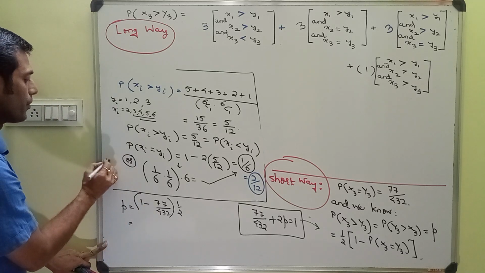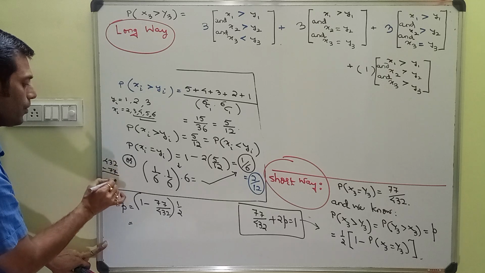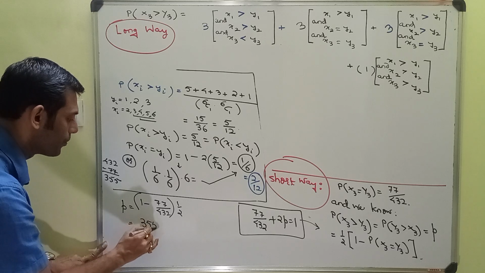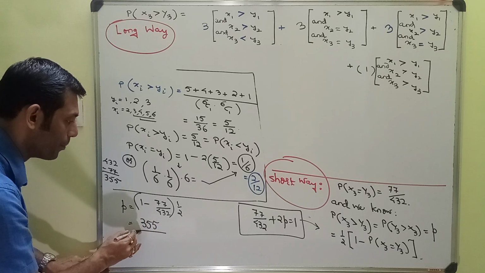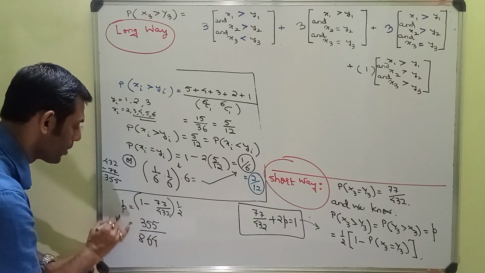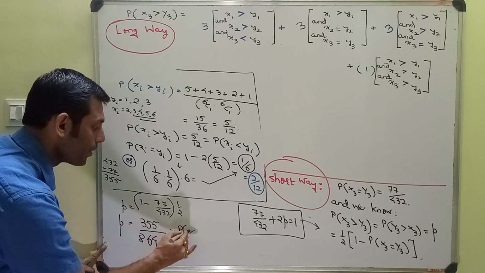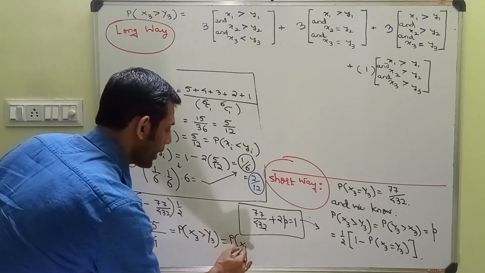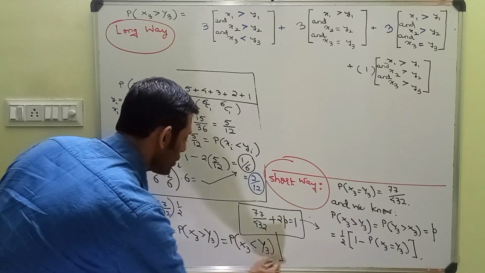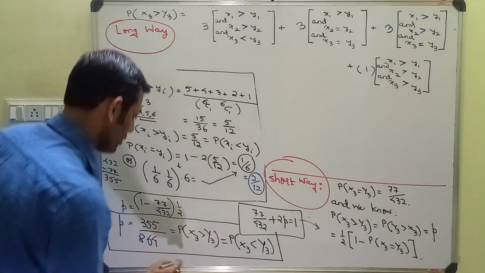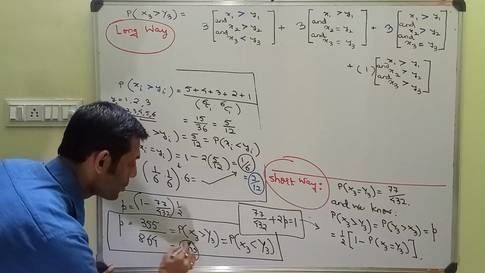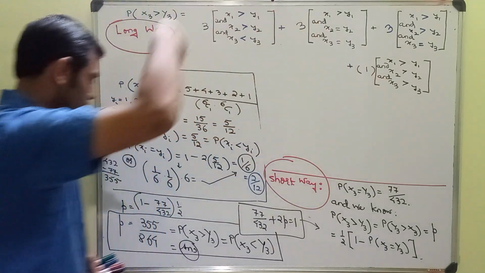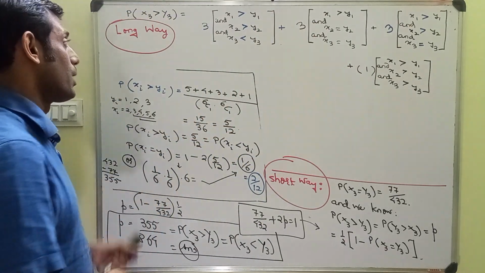432 minus 77 is 355. 355 by 864. This would be the probability of x3 greater than y3 and equal to probability of x3 less than y3 as well. This would be the answer. This is what I'm saying. And what I want to tell you is this can also provide the same answer. Let's have a look at that.